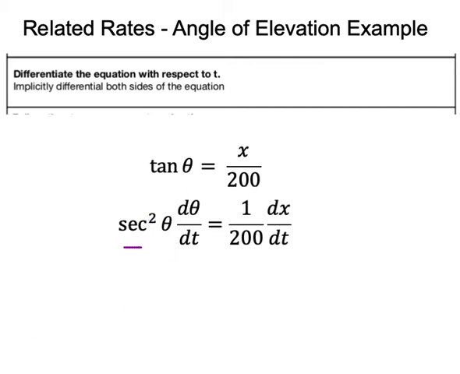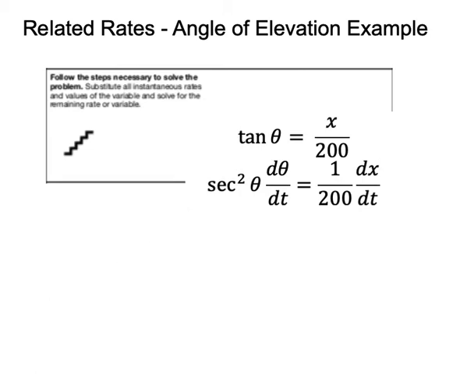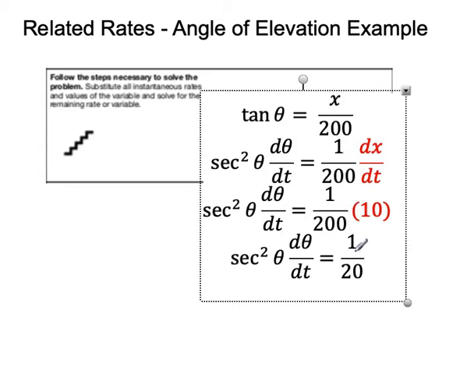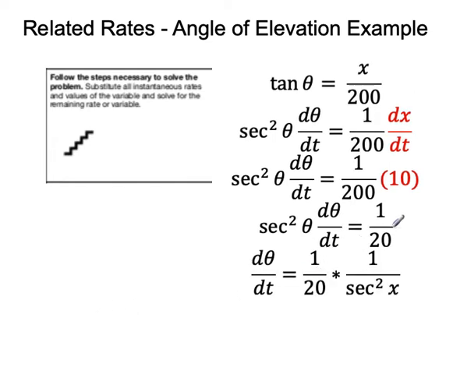All right, and the next step, we know that dx dt from above was 10. So we're going to substitute 10 in for dx dt. Then we're going to simplify the fraction. 10 divided by 200 gives me 1 over 20. And the next step, I'm going to divide both sides by the secant squared of theta.